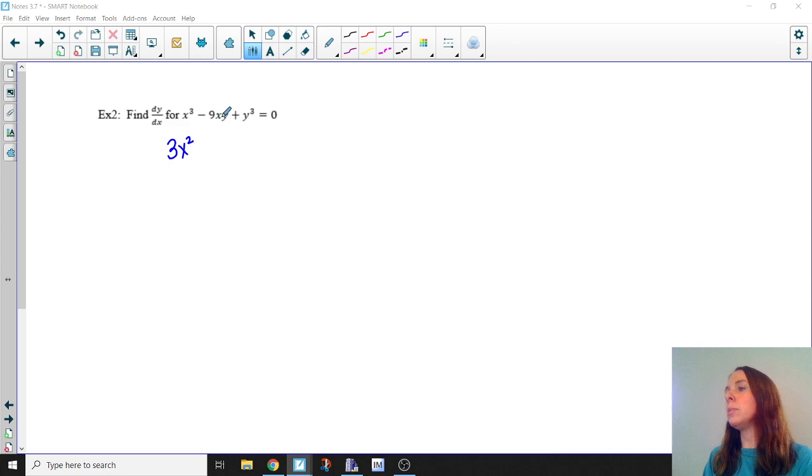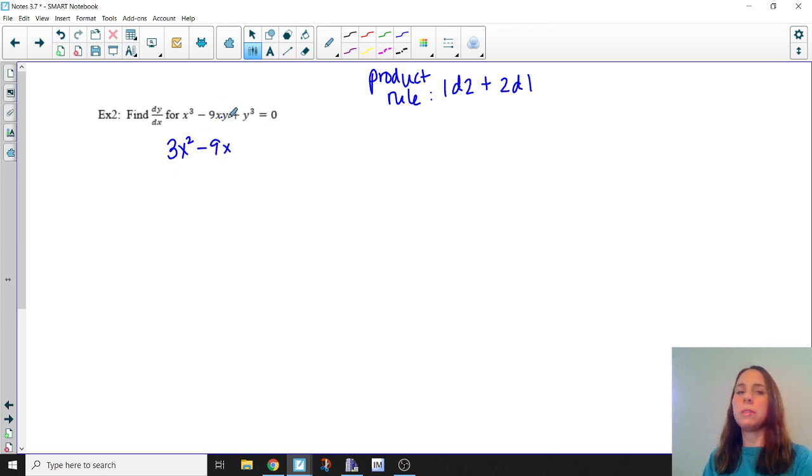I'm going to put a multiplication symbol right here in between the negative 9x and the y to separate into my first function and my second function. And remember, I like to use this little saying for product rule: 1d2 plus 2d1. First times derivative of second plus second times derivative of first. So that looks like this. 1 is negative 9x. d2 is the derivative of y.